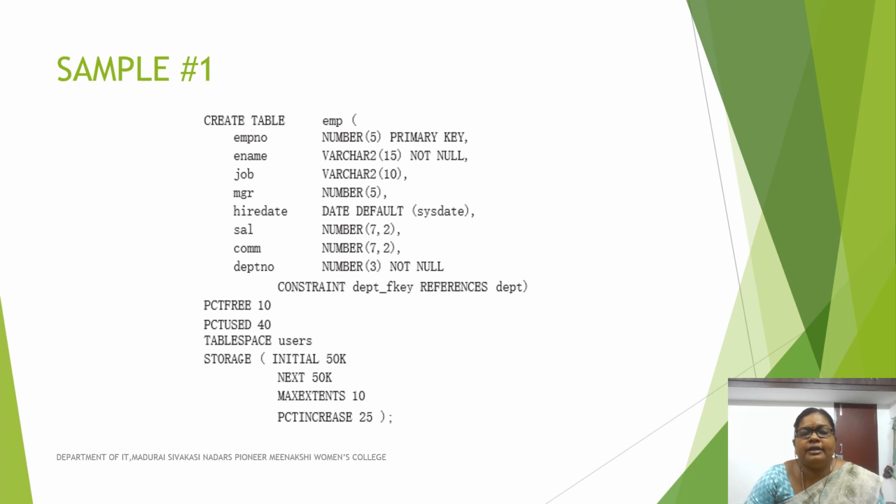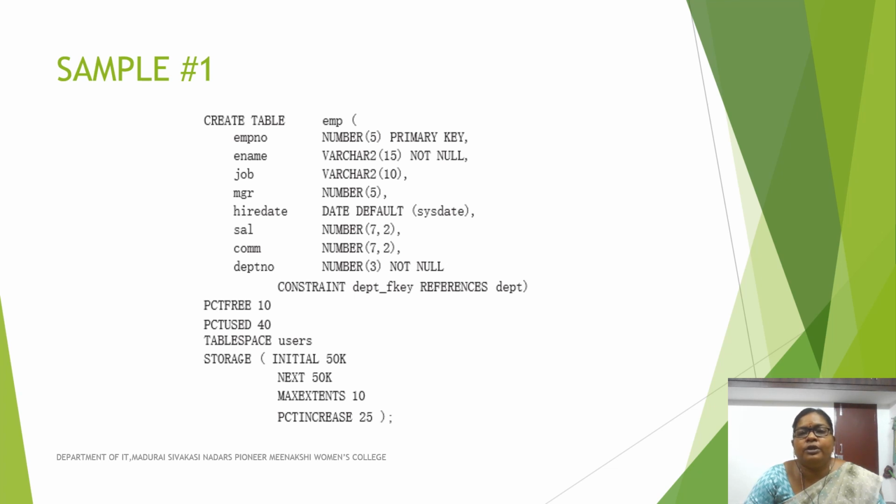The PCT free, PCT used and table space have some integer values, and the default values I already mentioned in the syntax. For the storage, the initial transaction is for the primary key, and the next, the maximum extents, are as mentioned here, and PCT increase is mentioned as 25, enclosed within parentheses, which is related to the storage arguments. So this is an example which follows the entire syntax, all the arguments available in the basic syntax.